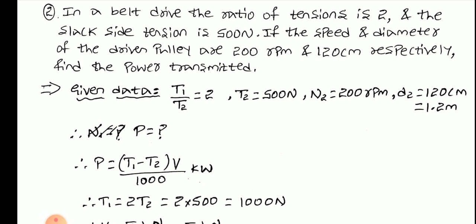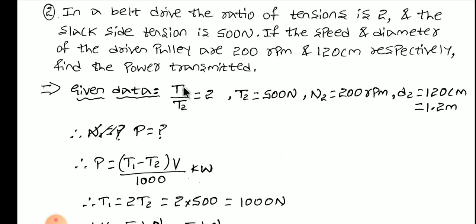For the driver, if they mention speed, you have to take it as n1. If they mention driver diameter, you have to take it as d1, respectively. Find the power transmitted. He has asked you to find out the power. We know the power transmission formula. It is T1 minus T2 into the velocity divided by 1000. Its unit is kilowatt.